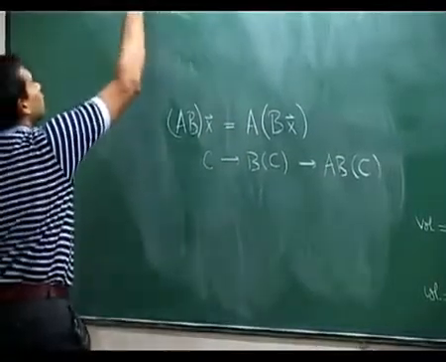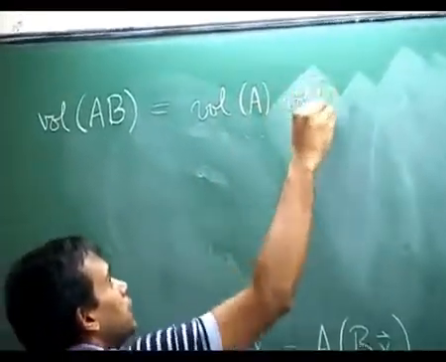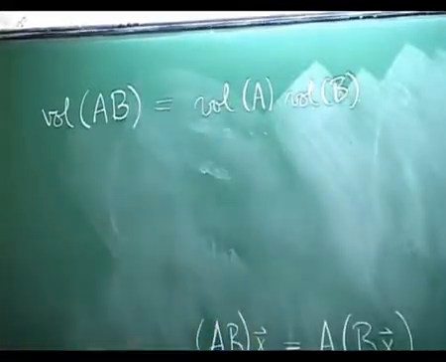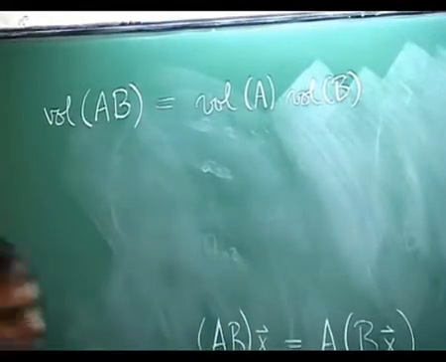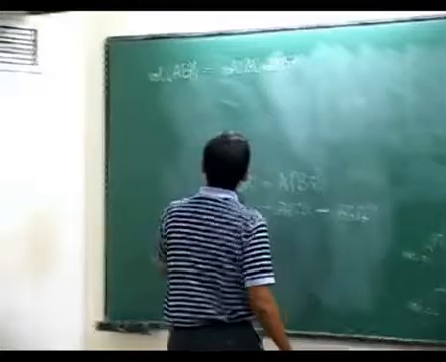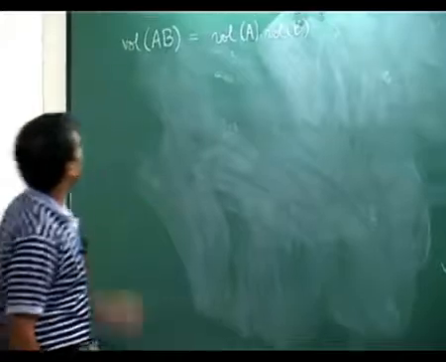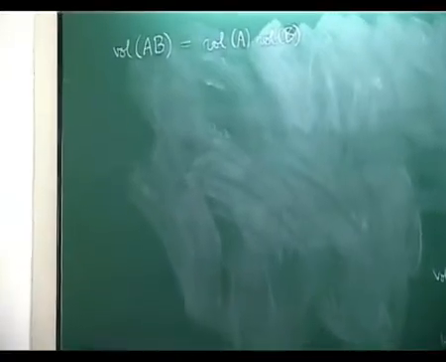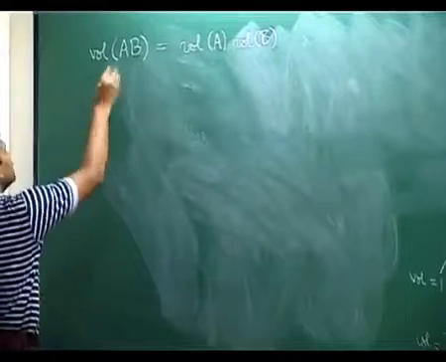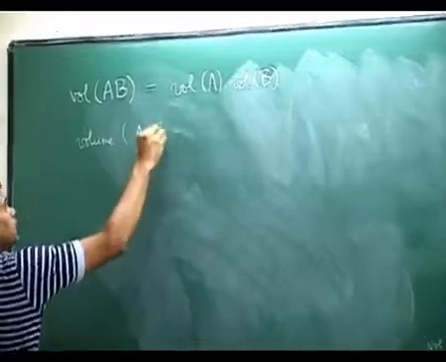So now can you believe this, that volume of AB is volume of A times volume of B? Well, from this definition it's not completely obvious at first why this should be true, but let me try to convince you that this is the case. I'll give you a proof, in fact. So what we need to do is see how to compute the volume of A of B of C.